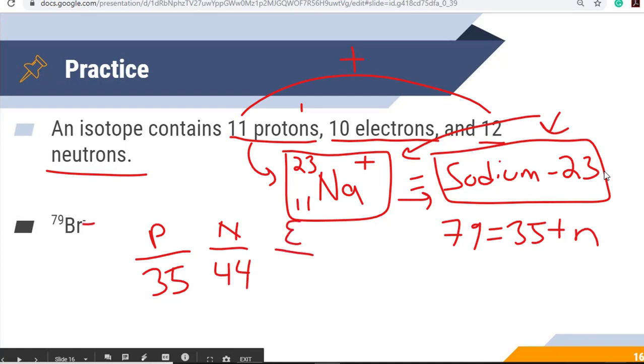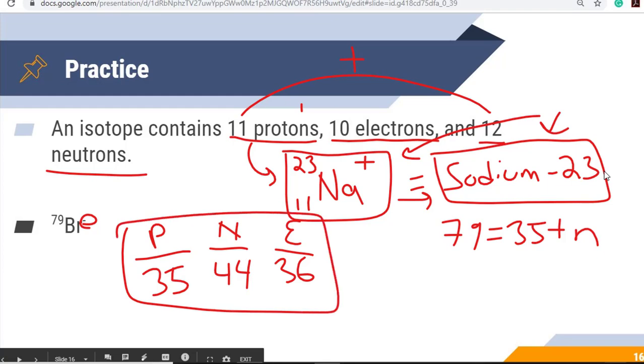Electrons, notice that there is a negative charge here. That means that there is one more electron than proton. So we have 36. Simple enough. Okay.